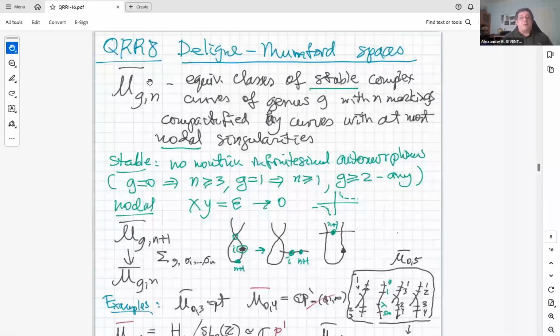Now, the bar means that it's compactified by nodal curves. An example: if you take the hyperbola xy equal to epsilon and let epsilon go to 0, you get a union of two lines, and that's a model picture for a nodal curve near the node. That's how a non-singular curve can degenerate into such a nodal curve. And the marked points are supposed to be non-singular.